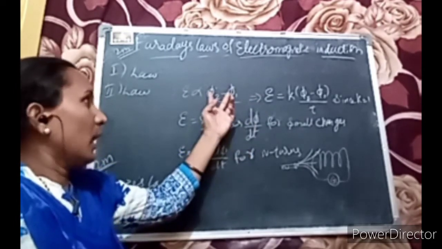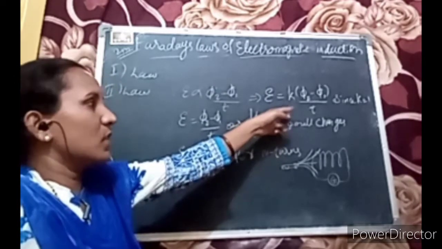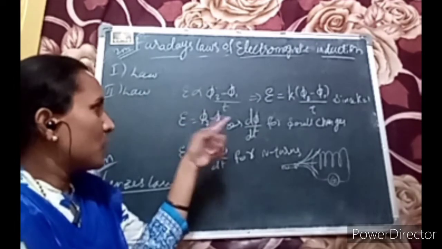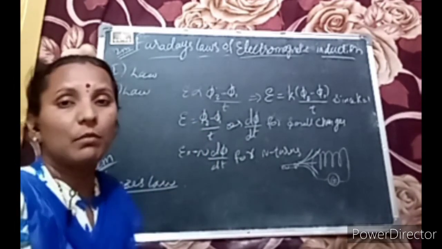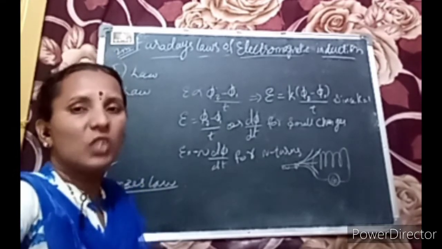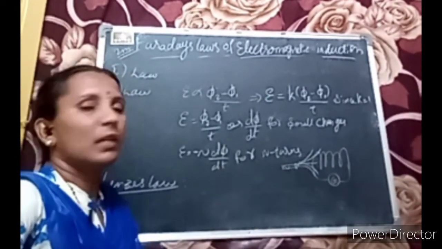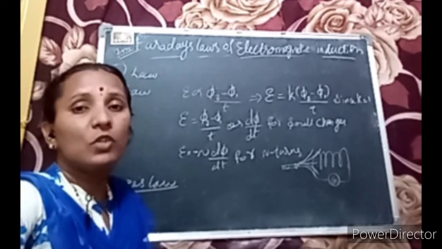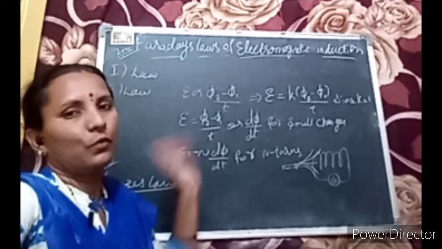So this can be written by removing the proportionality sign and introducing the constant k. Experimentally k is found to be 1. So substituting that, we get EMF E is equal to phi2 minus phi1 by t. And for small changes we can write it in differential form, that is given as d phi by dt. EMF is directly proportional to rate of change of magnetic flux. You need to write the sentence and you need to write the formula.